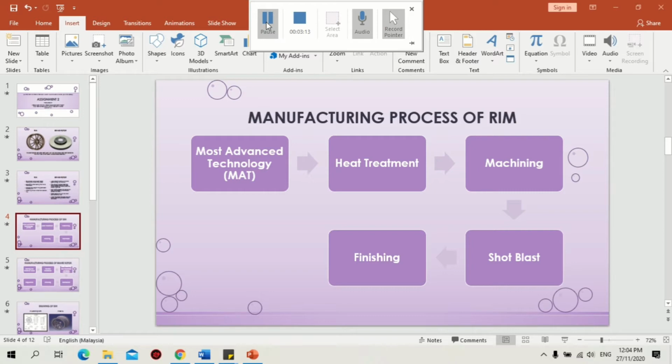Shot blasting is a technological process of removing various impurities from different surfaces by using abrasive. It is used for surface protection and also preparation of the surface prior to further processing such as welding and painting. And lastly, finishing will be done and also painting. Both of them will be done as required by the customer.